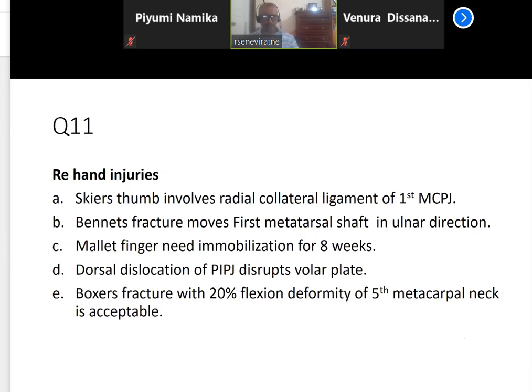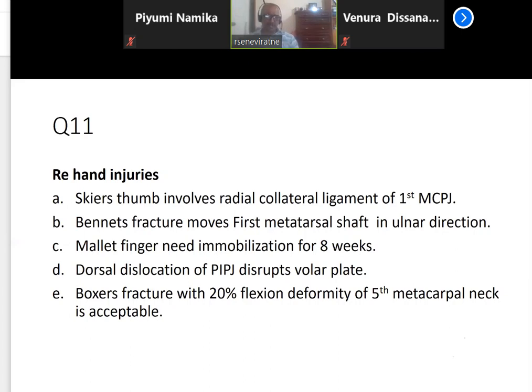Dorsal dislocation of the proximal interphalangeal joint disrupts the volar plate. It's correct, okay. So when it's dislocated dorsally, more stress is on the volar plate, and it breaks. If you get a ventral or volar dislocation of the proximal interphalangeal joint, then it will break the central slip, and lead to boutonniere deformity later, okay.